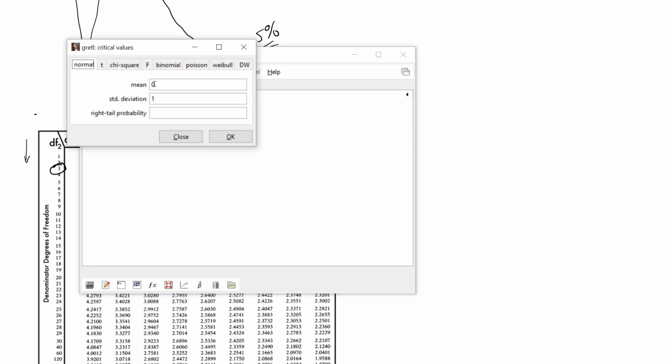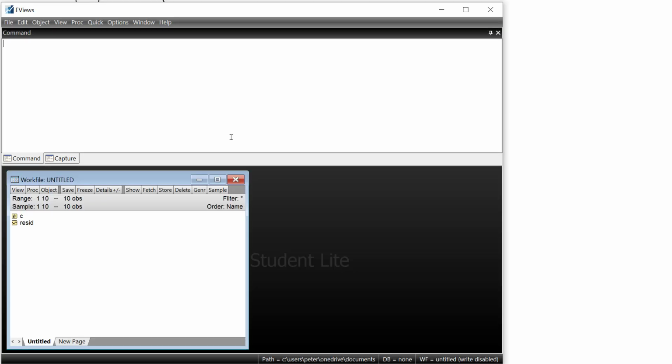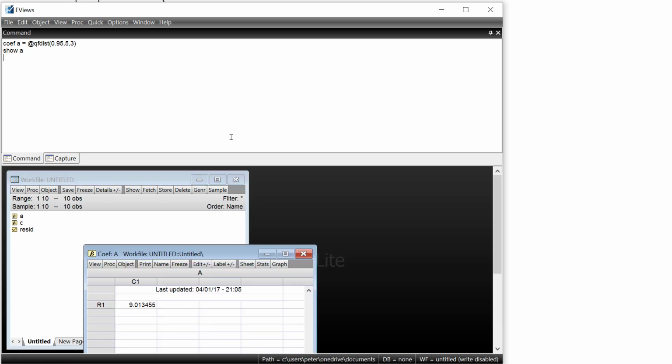Gretl, nicest, I think. F, degrees of freedom 5, 3, 0.05, 9.01. EViews, you would do coef A equal to @QFdist probability. Again, this one's the left-hand tail, 0.95. The degrees of freedom, 5 and 3. Show A, and we get the same result.